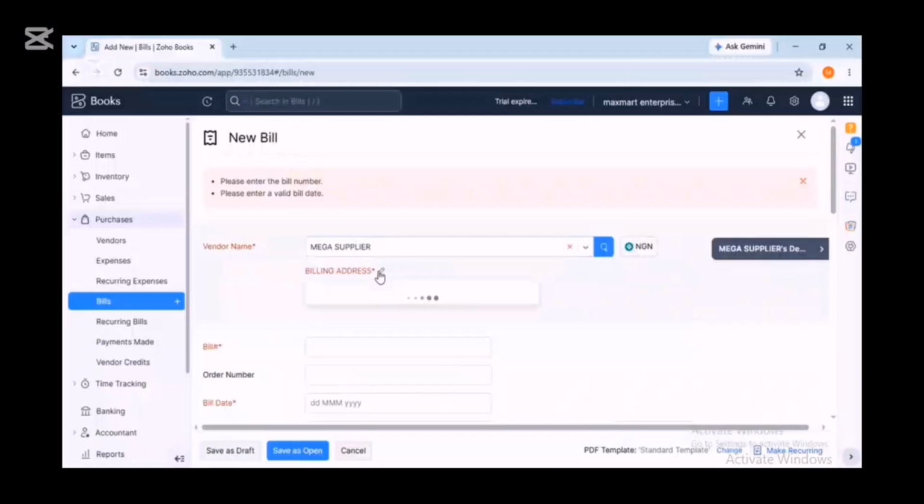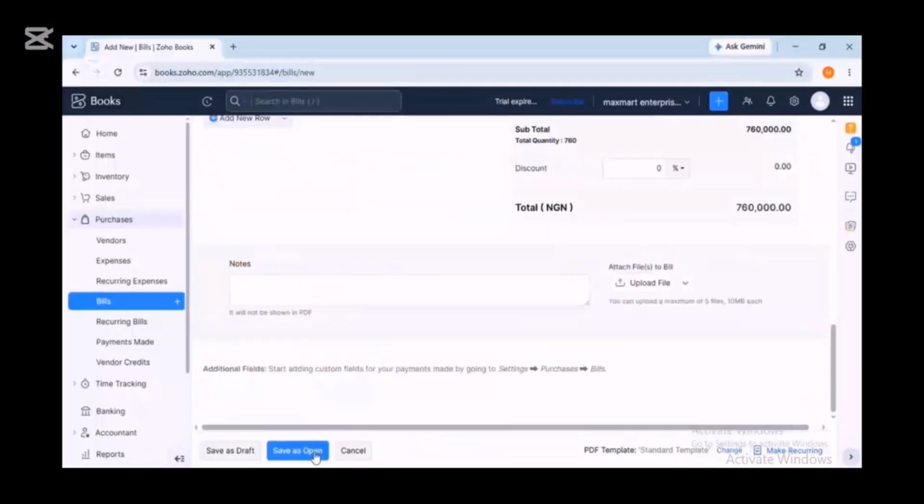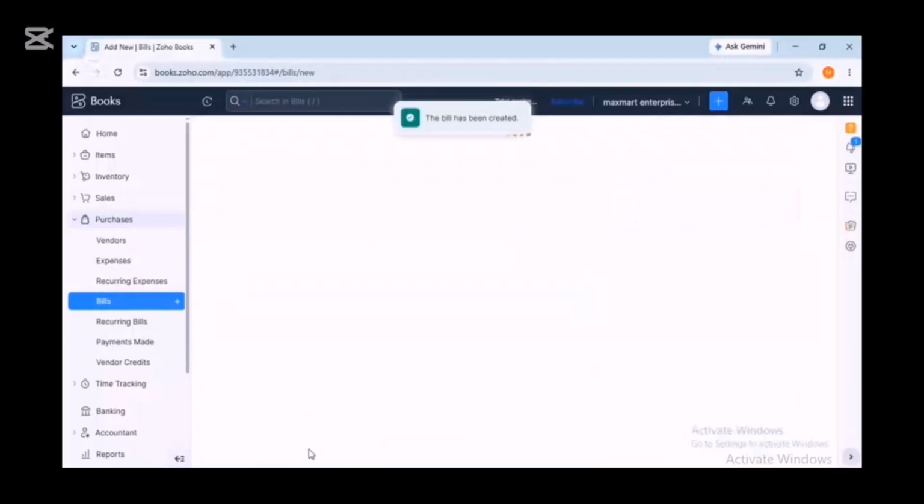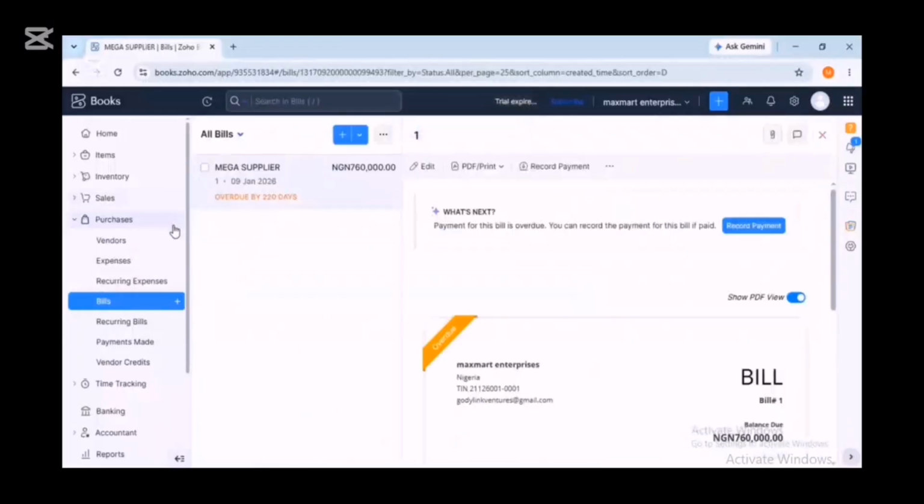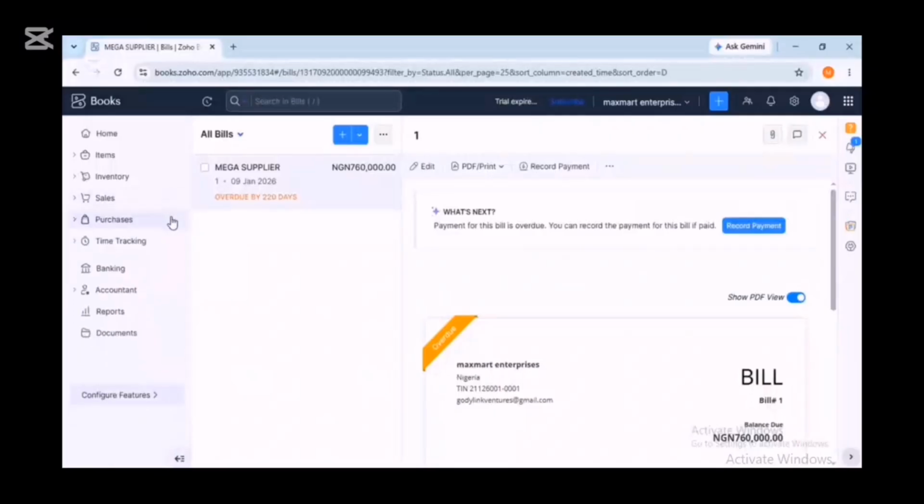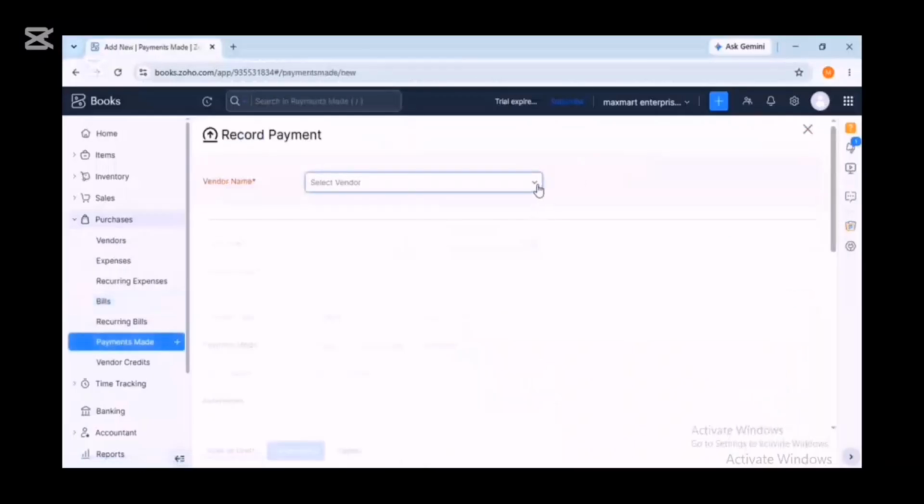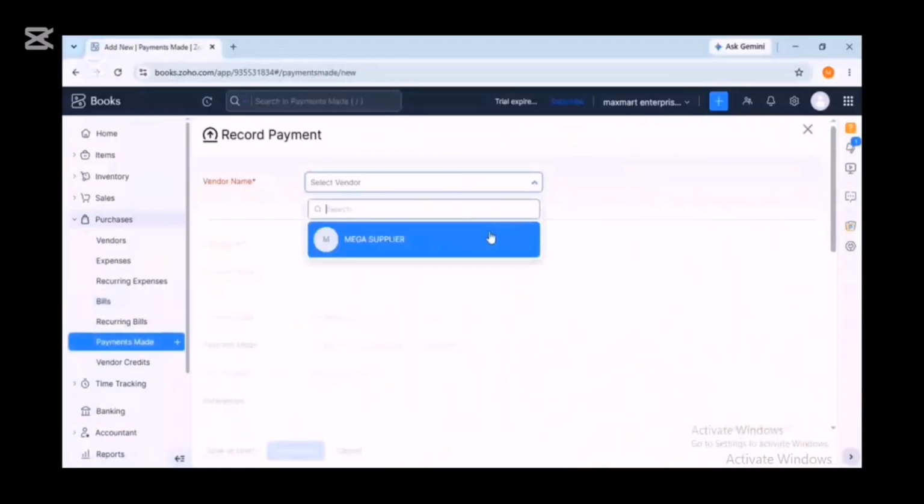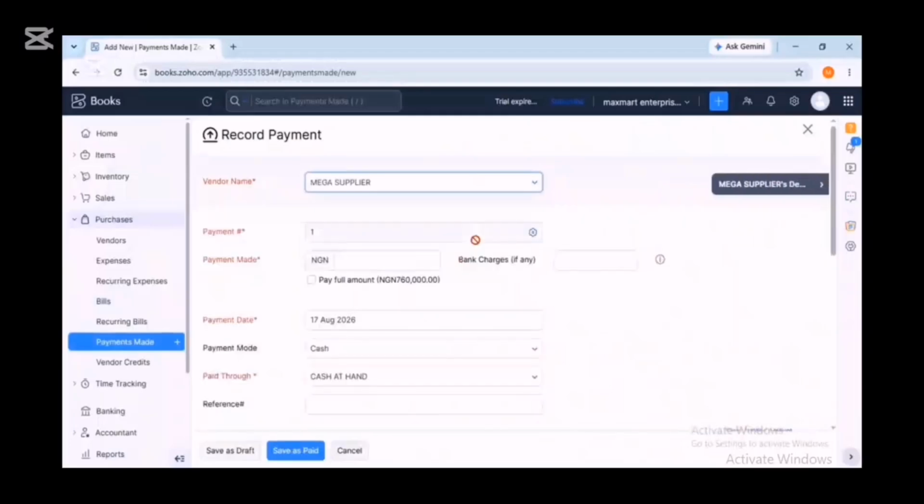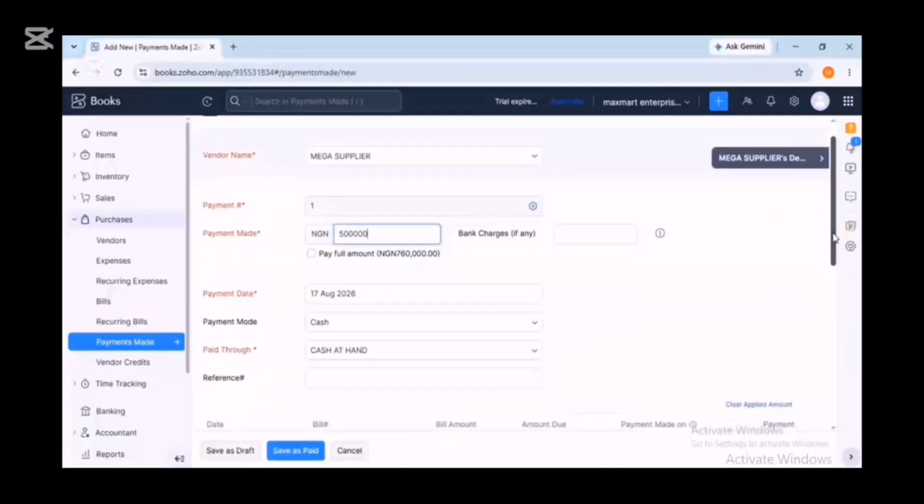Okay, the country, let's select Nigeria. Alright, so it's saved. So let's enter the payment the business made to this vendor, Mega Supplier. The business made 500,000 naira worth of payment. Okay, we enter that. Let's go down.